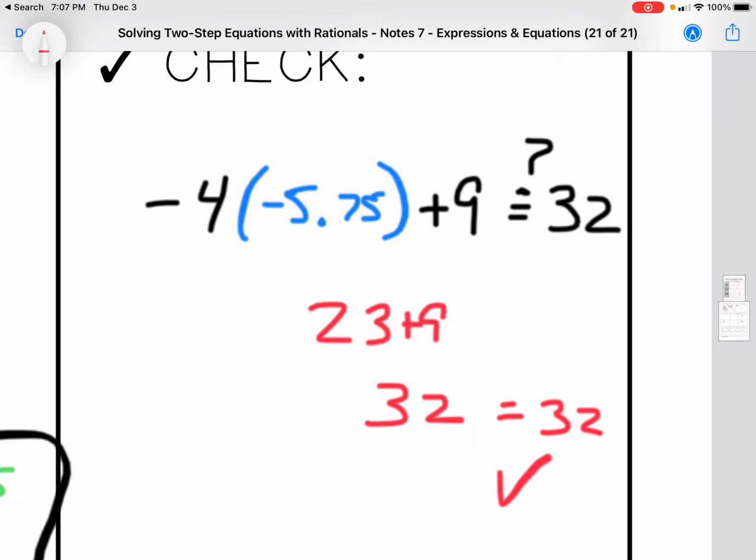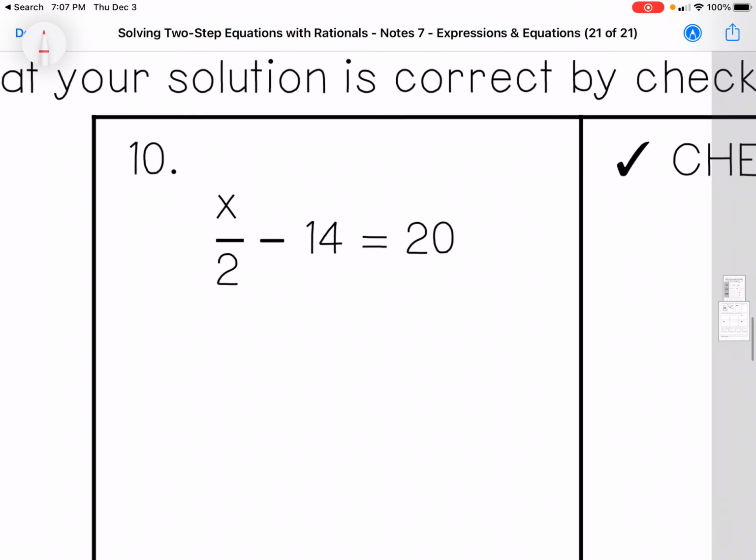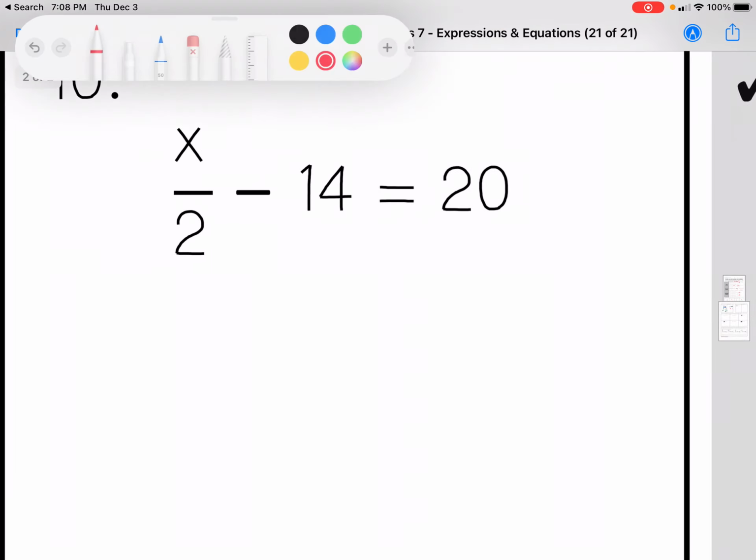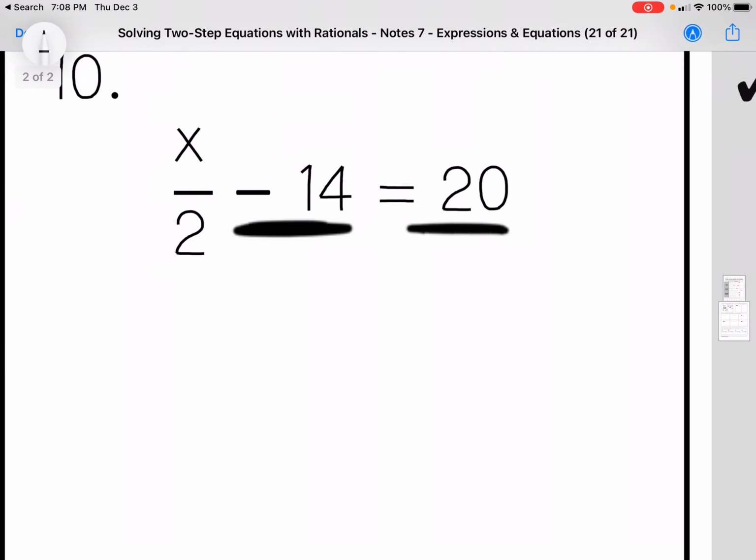Check, it does. Okay? So that answer is correct. All right? Again, same exact thing. We're going to find like terms. What is the opposite of -14? Add 14 to both sides.